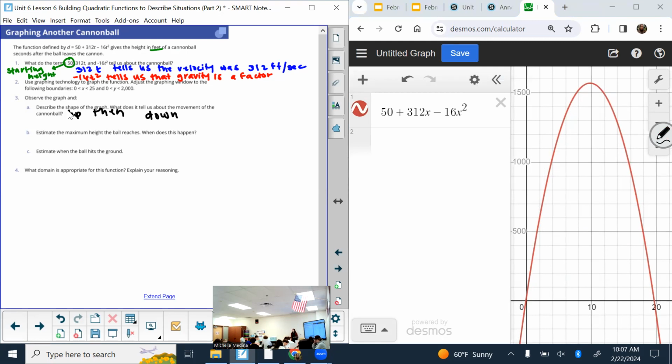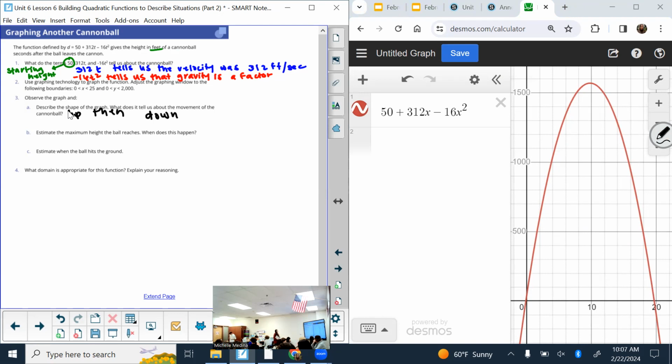I mean, you could be more specific, but really that's what happened. It started at a certain height, went up, and then it eventually started going back down until it hit the ground. That's why we're not caring about the negatives of this, because you can't have a negative peak or a negative time for this situation.